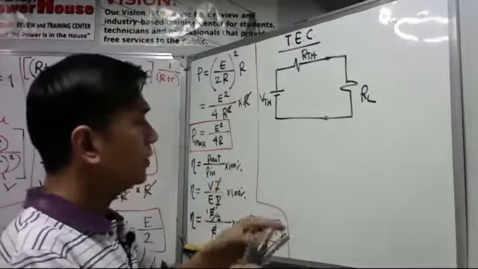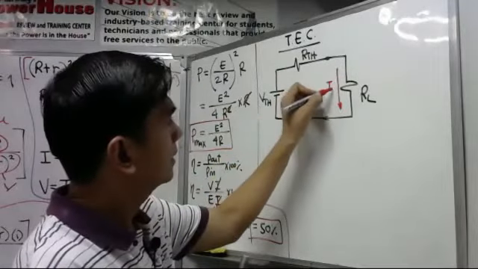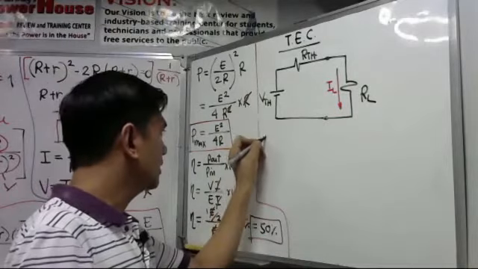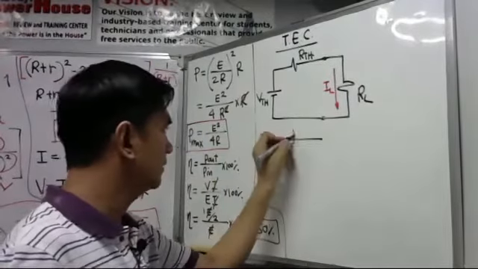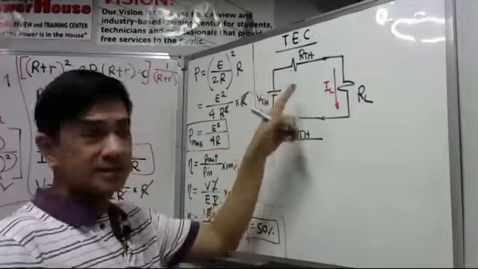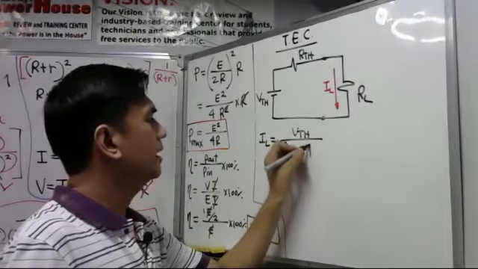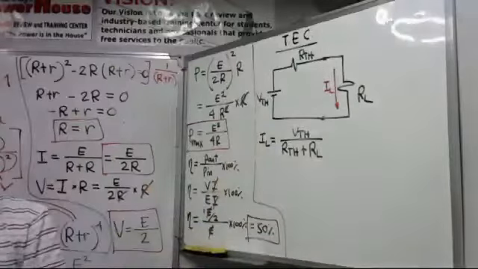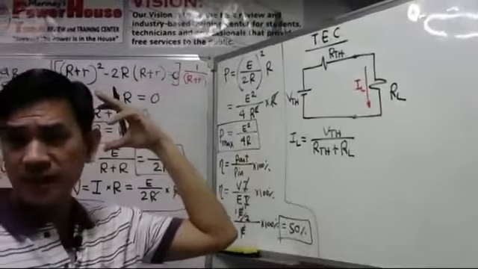Then we have our load current here. So take a look here, guys. Again, what is our load current here? Our load current is simply equal to the total voltage, which is our VTH, all over the total resistance, which is the series combination of RTH plus our RL. They are just connected in series. Now, how do we relate this equation to our maximum power transfer?